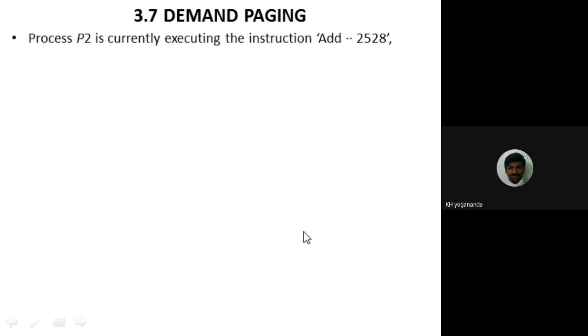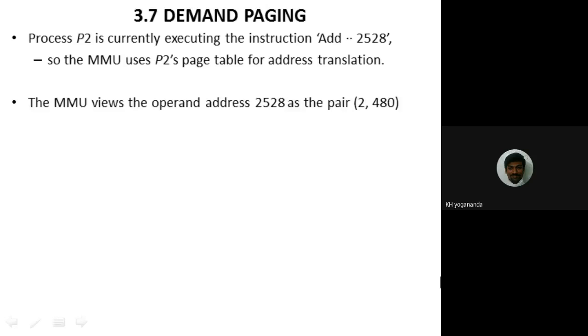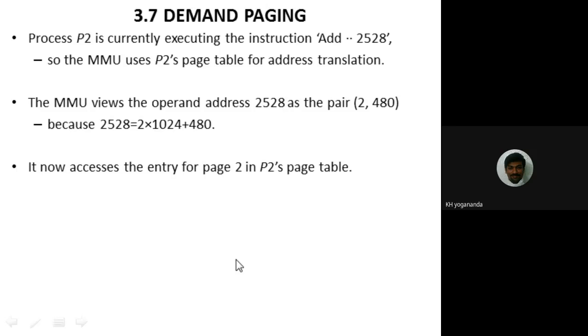Okay, continuing, there was an instruction add to 480. When we execute that instruction, we'll be getting 2528. How is it obtained? Because we took the page size as 1 KB. How many pages are there? 2 pages. So we need to perform 2 into 1024 plus 480. 2 into 1024 plus 480 gives 2528. Okay, that is how we get the address translation.